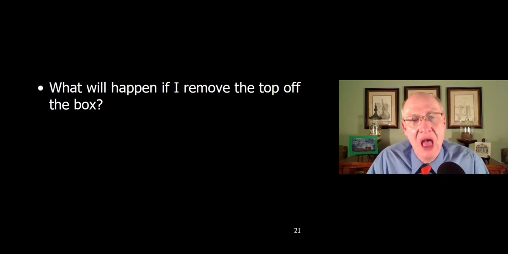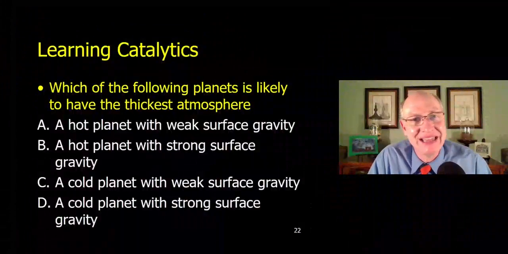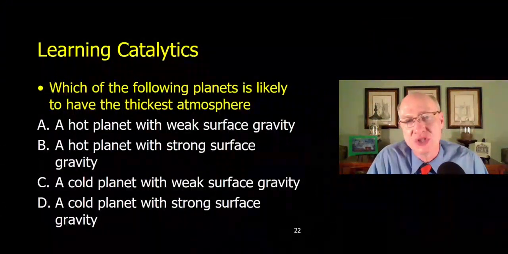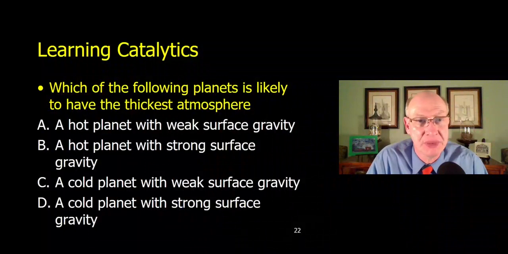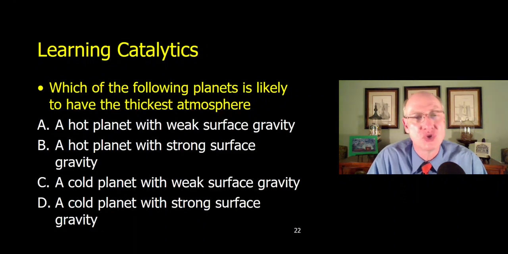Okay, so putting those things together, which of the following planets is likely to have the thickest atmosphere? So I want you to put these two things together, the strength of gravity and the temperature of the planet. Which one will have the thickest atmosphere? A hot planet with weak surface gravity, a hot planet with strong surface gravity, a cold planet with weak surface gravity, or a cold planet with strong surface gravity? So think about this for a second and go ahead and answer the question. Which is likely to have the thickest atmosphere?